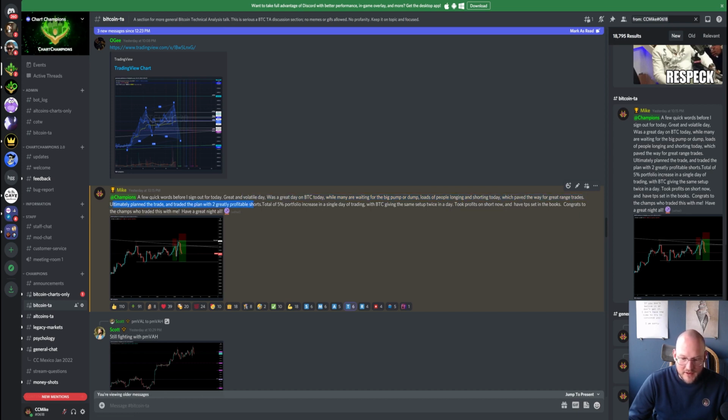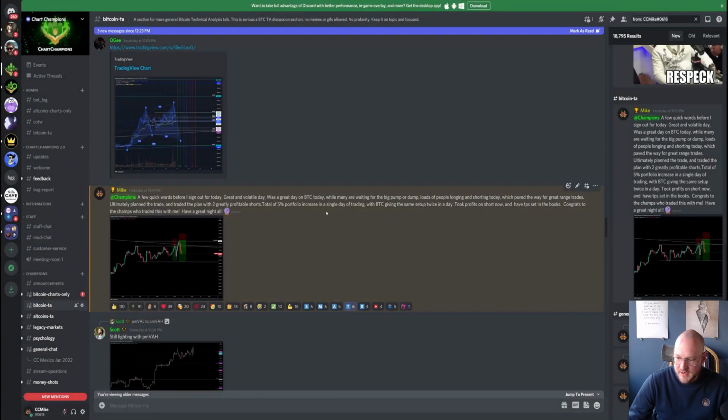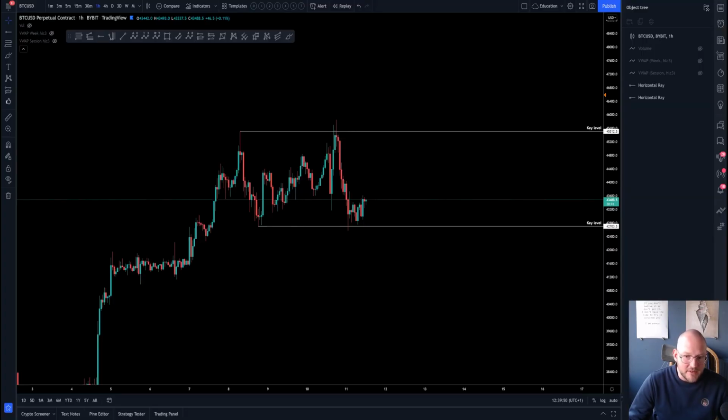Ultimately planned the trade literally 1.5 days in advance. Actually gave me not one but two greatly profitable short trades, one over here and then one over here to the bottom of the range. In one day, a total of 5% increase of my portfolio. So that is definitely worth the wait. Also marks out that patience in the end does reward.